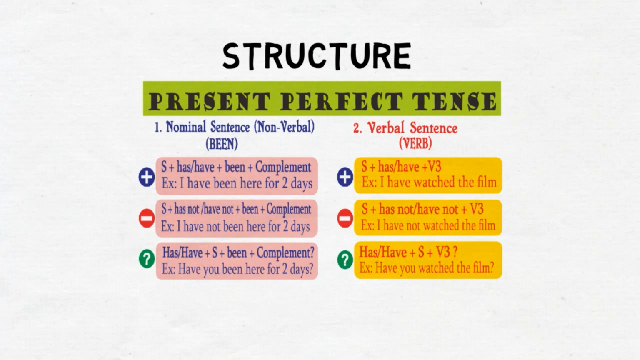So, in a verbal sentence, for a positive sentence, the formula is subject plus has or have plus verb 3. For example, I have watched the film. And for a negative sentence, you just write not after has or have. For example, I have not watched the film. And then for an interrogative sentence, you just move has or have to the front and add a question mark at the end. For example, have you watched the film?